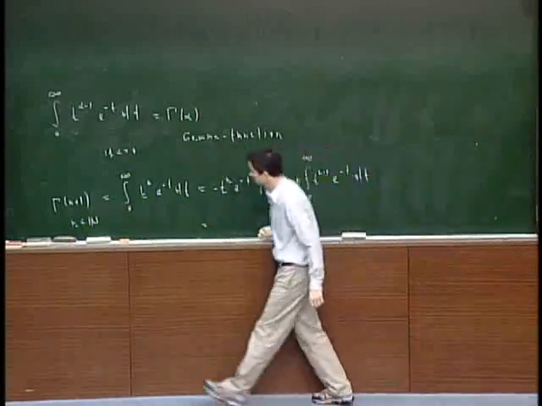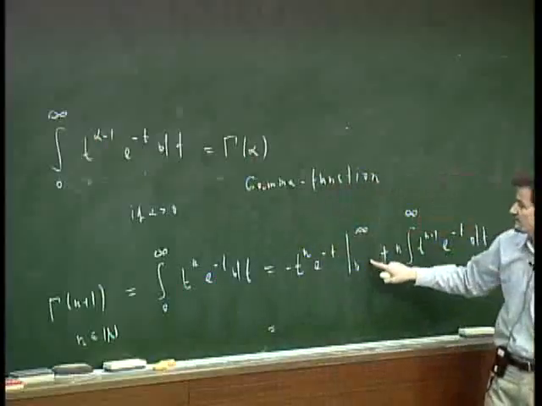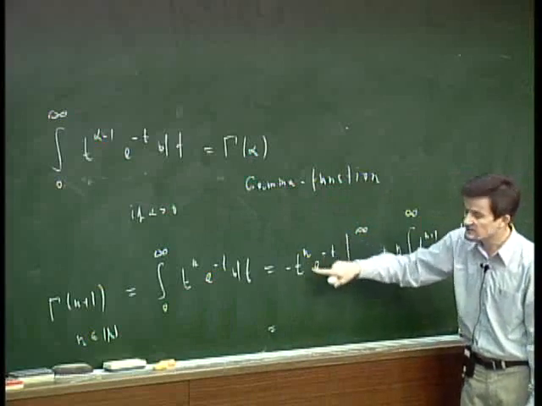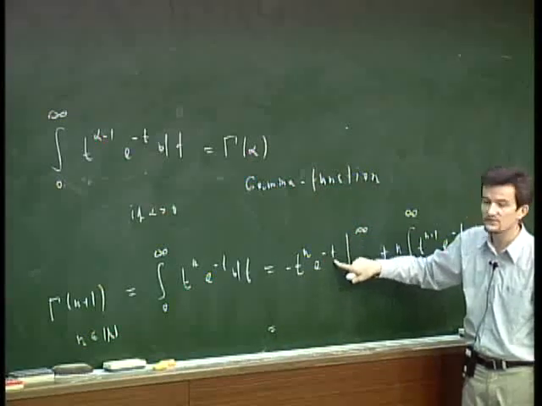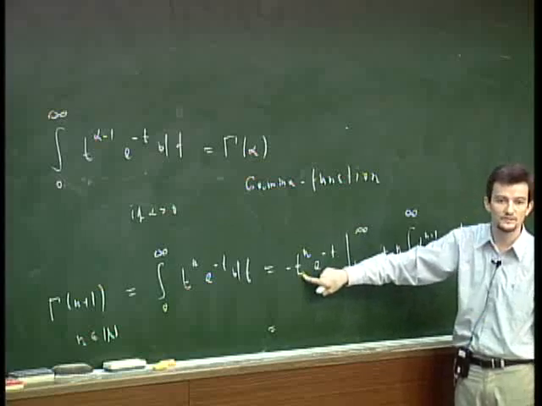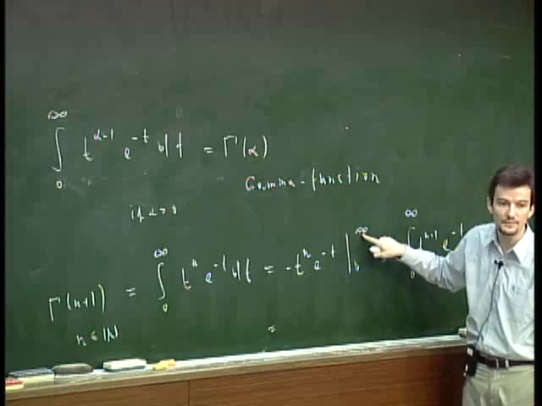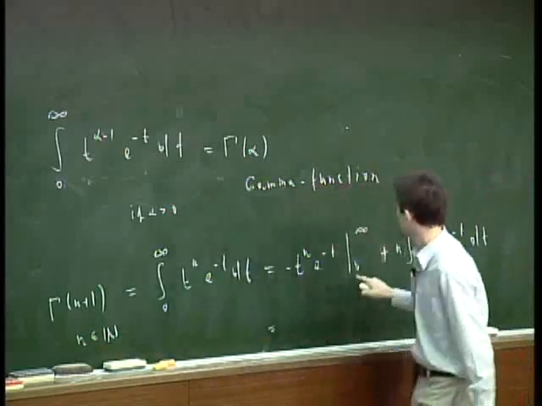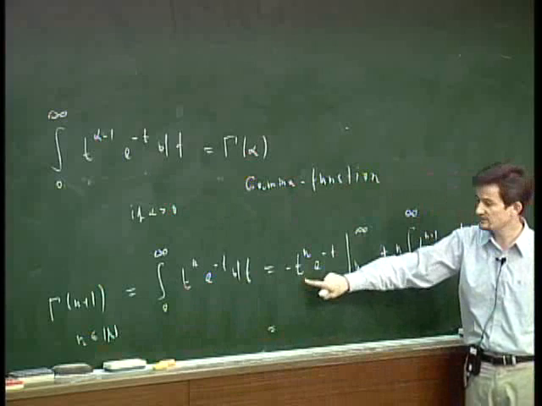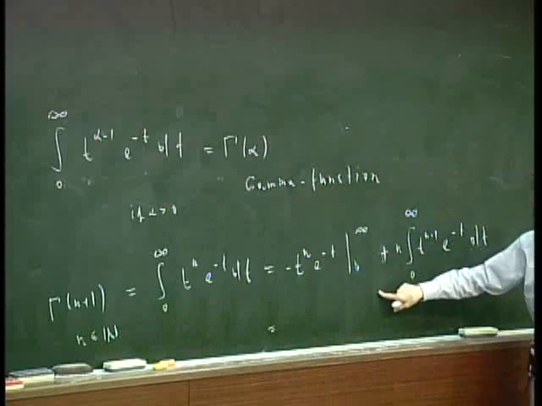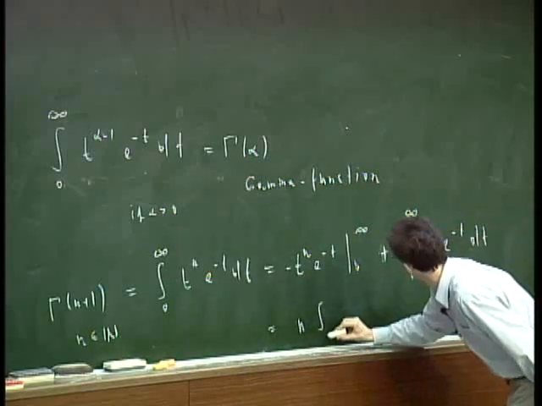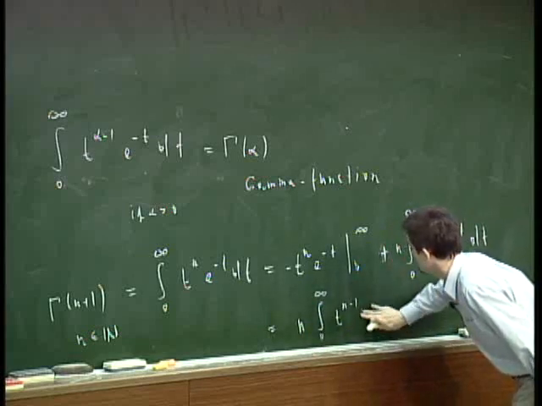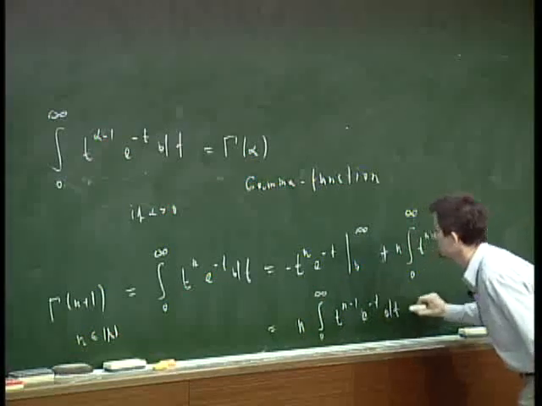So you see that if you look at this part here, as t tends to infinity, this function will still tend to 0, because e to the minus t tends to 0 faster than any power. So as t tends to infinity, the upper limit, this will be 0. If you have a natural number at the lower limit, this will be 0 as well. So this part will completely disappear. So you have n times the integral from 0 to infinity, t to the n minus 1, e to the minus t dt.